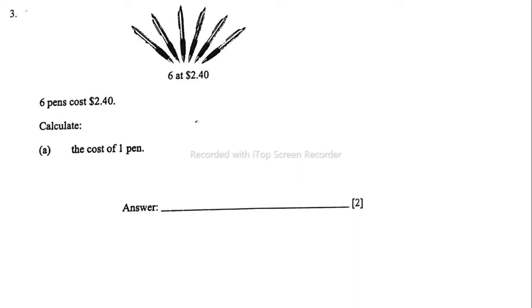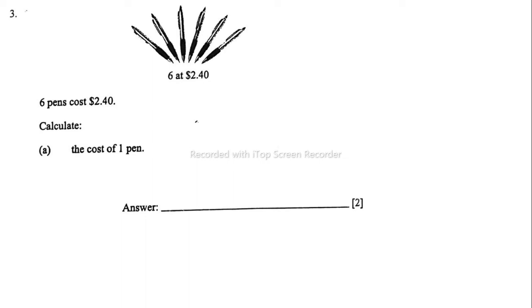And it says 6 pens cost $2.40. Calculate the cost of 1 pen. So how would we do that? We know that 6 pens cost $2.40. What would be the cost for 1 pen? Divided by 6. Divided by 6.